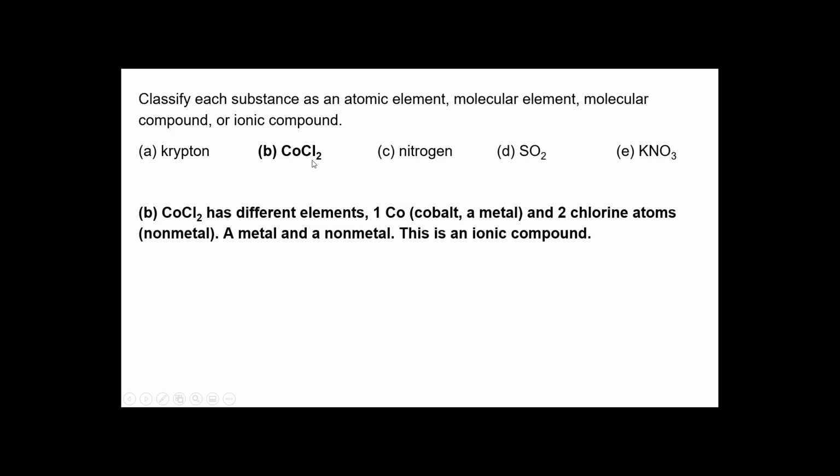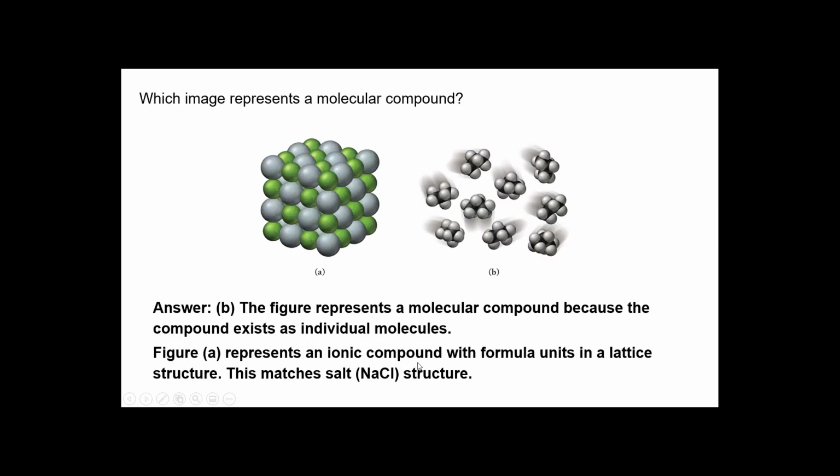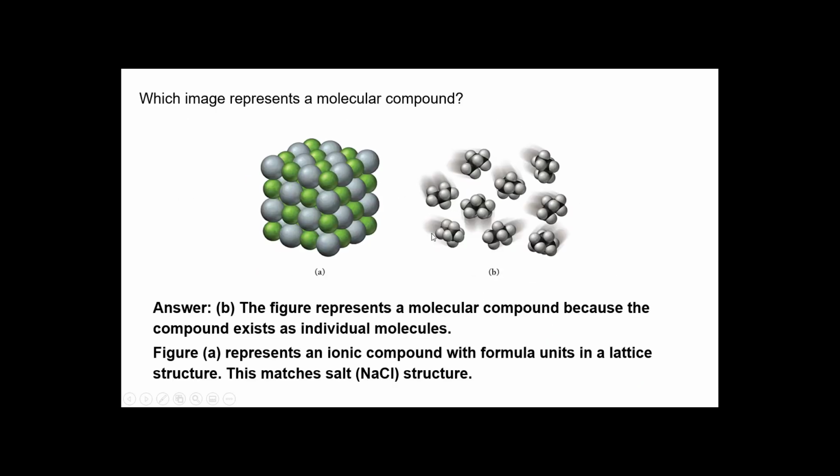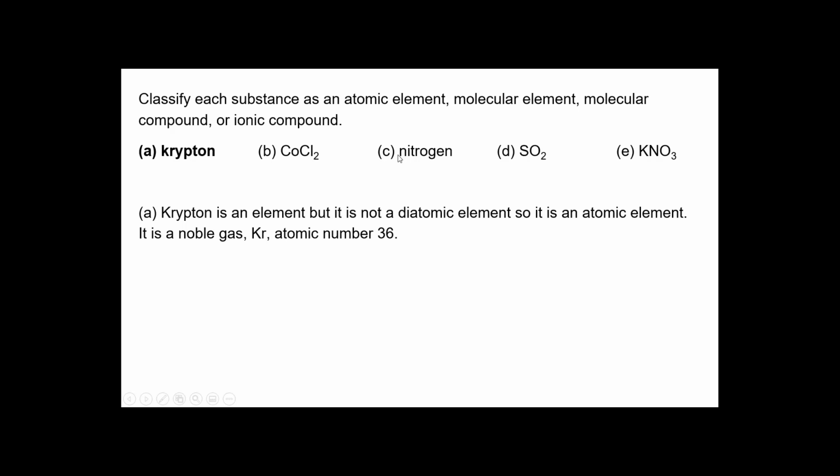Second one, this is cobalt(II) chloride. This has different elements attached together. It has one cobalt, which is a metal, and it has 2 chlorine atoms, which are nonmetals. So this is a metal and a nonmetal. This is an ionic compound. This is very similar to the last one, but it's actually a little bit more complicated because it has 2 chlorines attached to the metal, or surrounding the metal, I should say.